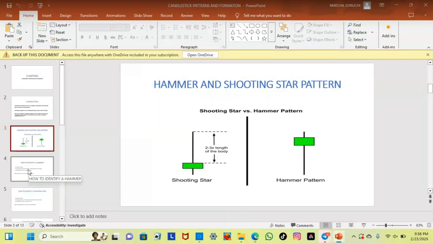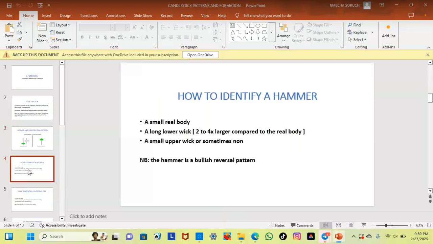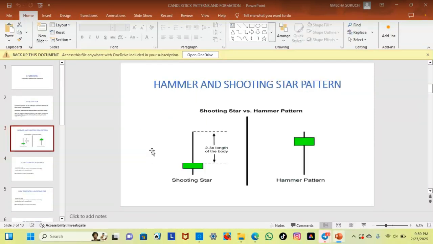The hammer pattern is a bullish reversal pattern. That is, if the market is on a downtrend, whenever you see a hammer candlestick, know that the market is reversing to the upside. It's coming out from the bearish trend and going into a bullish trend, which is why it's called a bullish reversal pattern. So whenever you see this hammer pattern after a downtrend, know that the market is about to reverse into a bullish trend.